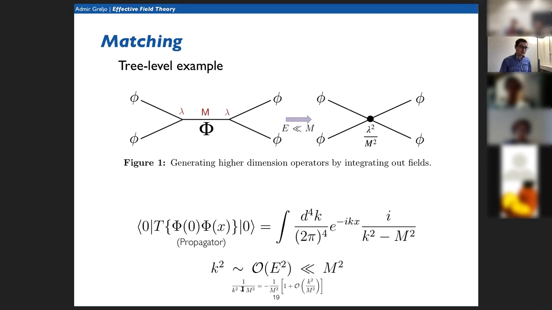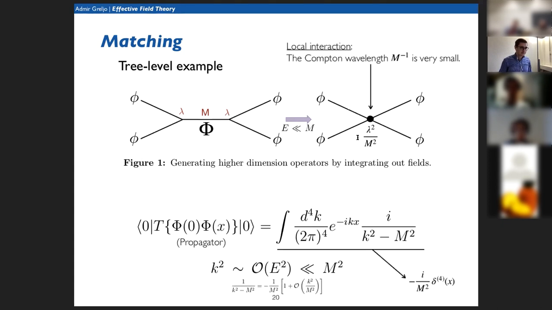Can you see when I'm pointing at things? Yes. All right. So you can do the expansion of the propagator in momentum space, and the leading term is just a constant. It does not depend on the energy. So this interaction will basically be the coupling squared over mass squared. So this is a local interaction.